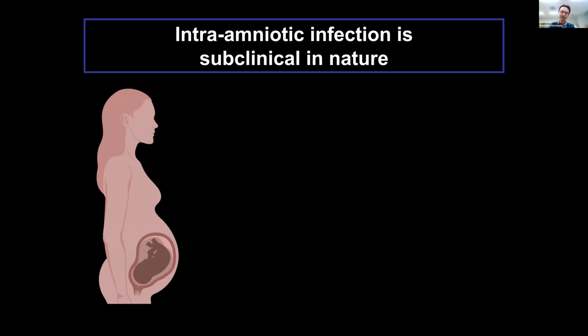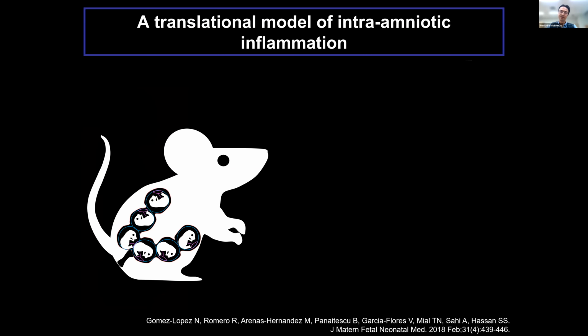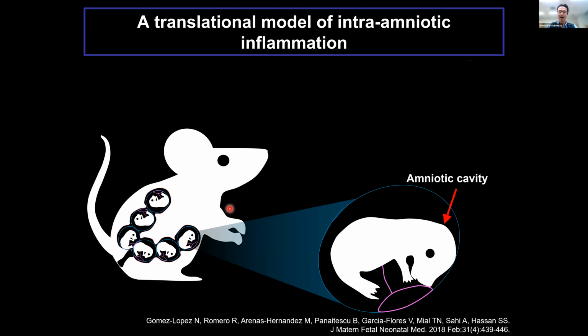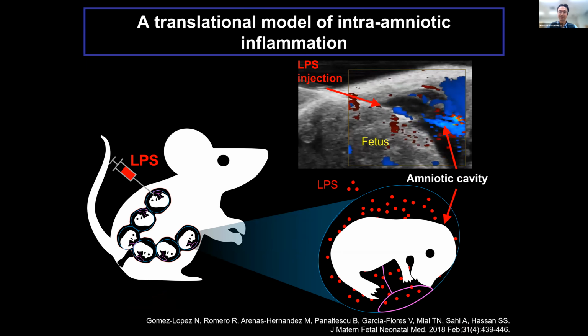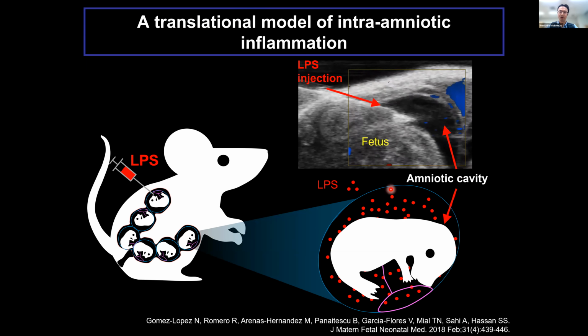Before moving on to the results, I'd like to emphasize that intra-amniotic inflammation is a local inflammatory response and subclinical in nature. Therefore, coincidence of maternal systemic inflammation is rare. To mimic this local inflammatory response, we have generated a translational model of intra-amniotic inflammation using mice. You can see a pregnant mouse. High power shows one amniotic sac. We injected the gram-negative bacterial product lipopolysaccharide into the amniotic sac under ultrasound guidance.